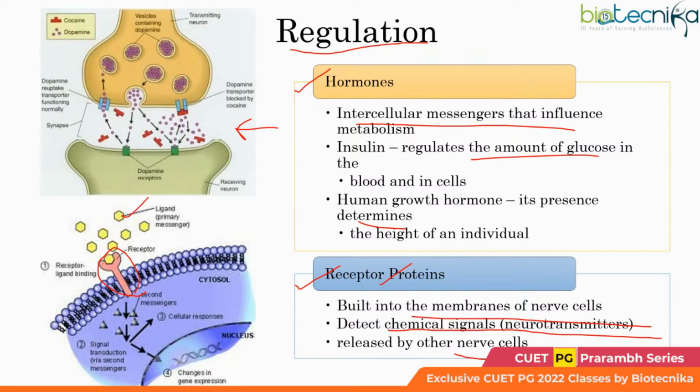So see, this is what is called a ligand. Ligand is the primary messenger. The primary messenger binds with the receptor. The receptor receives it. Generally, the receptor is present in the plasma membrane, and the receptor will in turn give the signals to secondary messengers. Then they will have an effect on the nucleic acid. That is, the change in the gene expression will be observed.